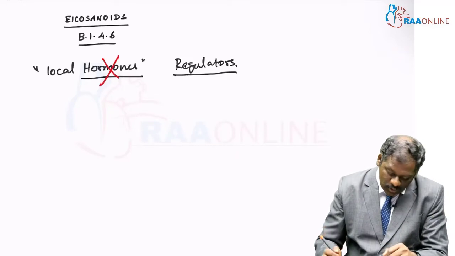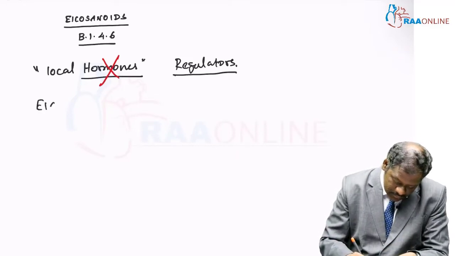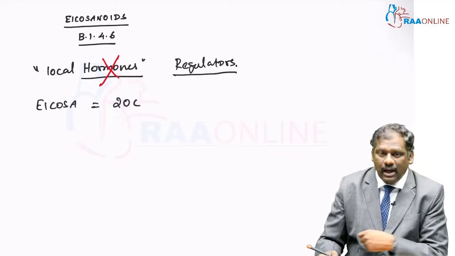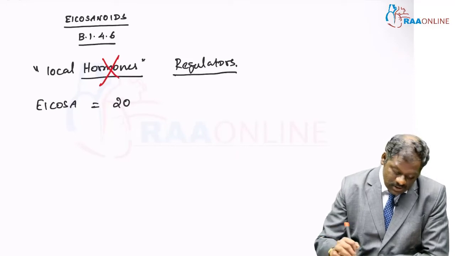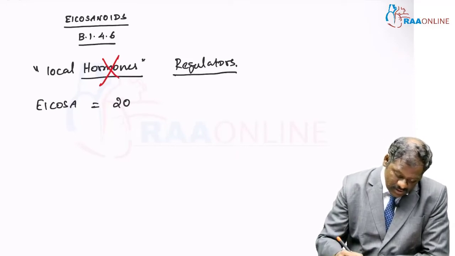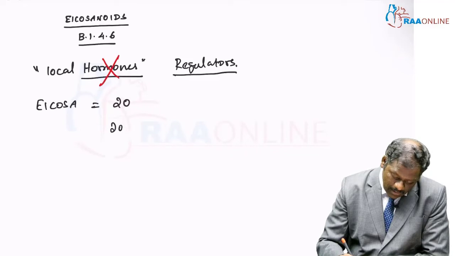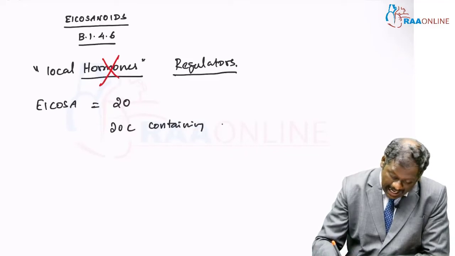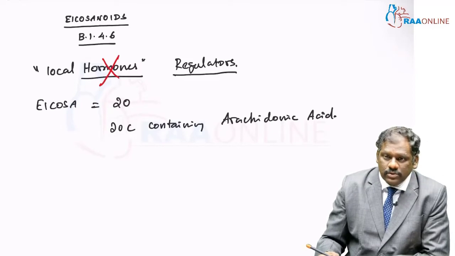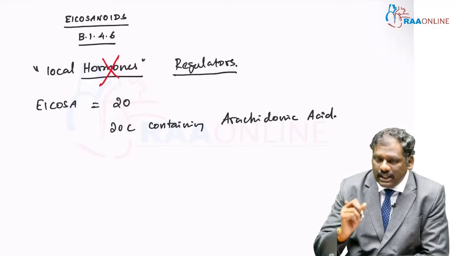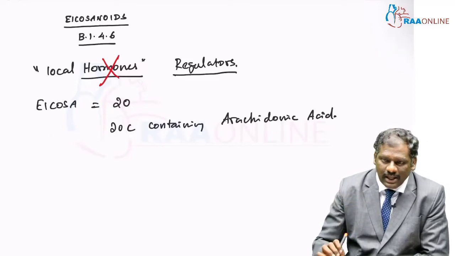Now these icosa, what do you mean by icosa? Icosa means 20, nothing but 20 carbon. So these are derivatives of the 20 carbon containing acid, arachidonic acid.